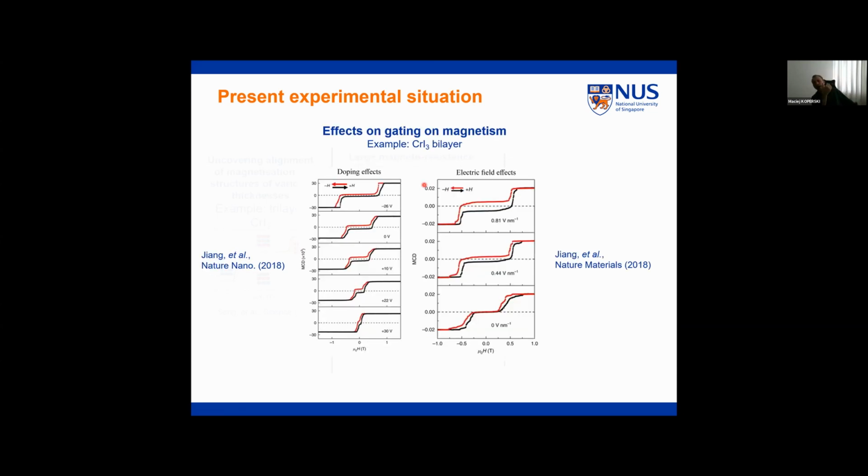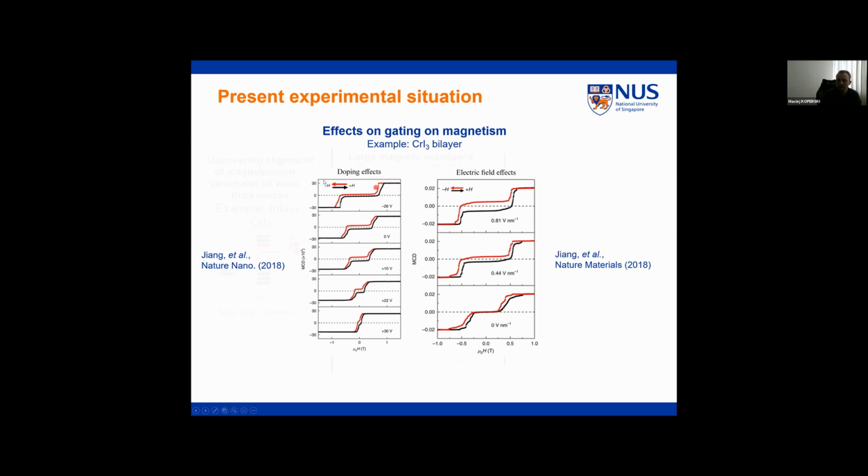And then you can combine the methods of electronic transport and optics, and you can try to control magnetization by electrical methods. So this is, for instance, some data using double-gated devices where you can independently apply electric field or induce doping of the material, and then you can observe how these effects change the magnetic state in the thin layer. This is an example for a bilayer chromium iodide.